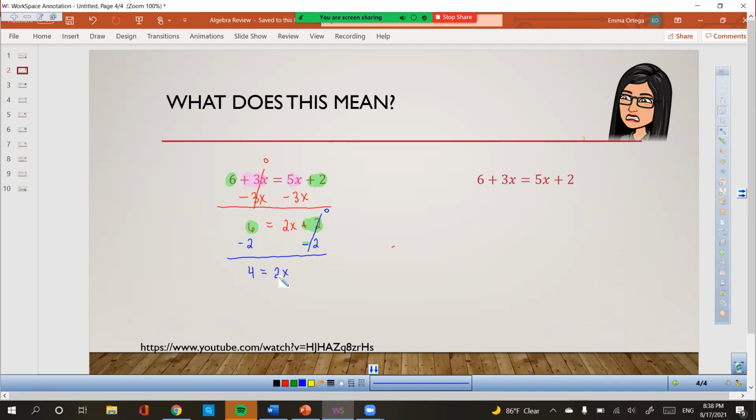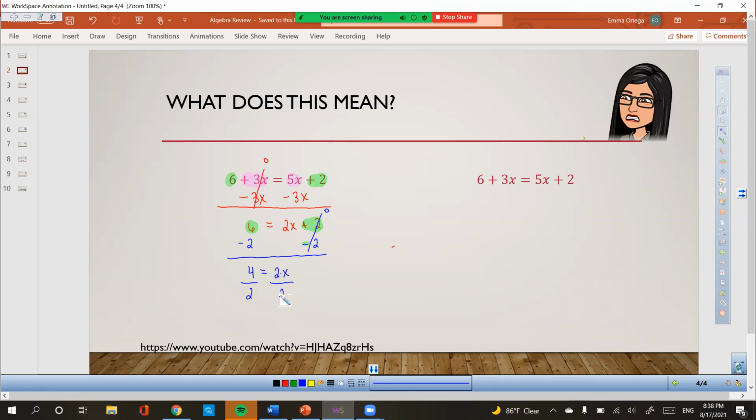And remember what I told you in the beginning. What does it mean when we have a letter and a number right next to each other? That means they are multiplying. So in order for me to leave the x by itself, I need to get rid of the 2. And just like everywhere else, we have to do the opposite operation. What's the opposite of multiplying? Dividing. So the only way I can get rid of the 2 here is to divide by the positive 2. And again, what I do to one side, I have to do to the other side.